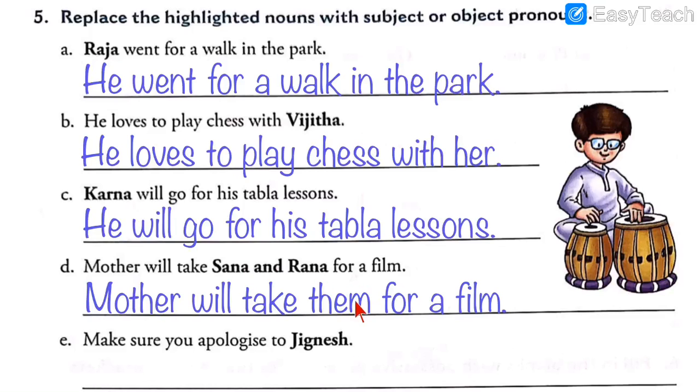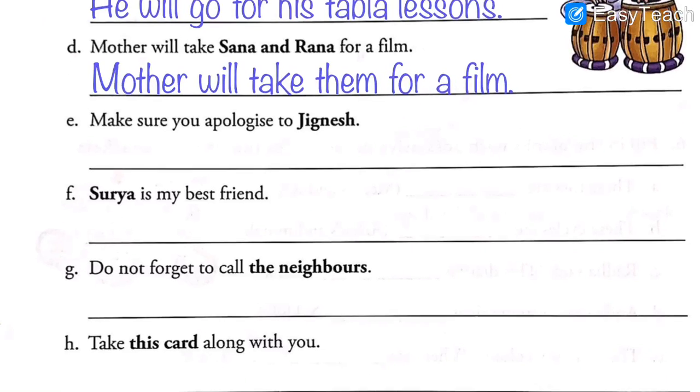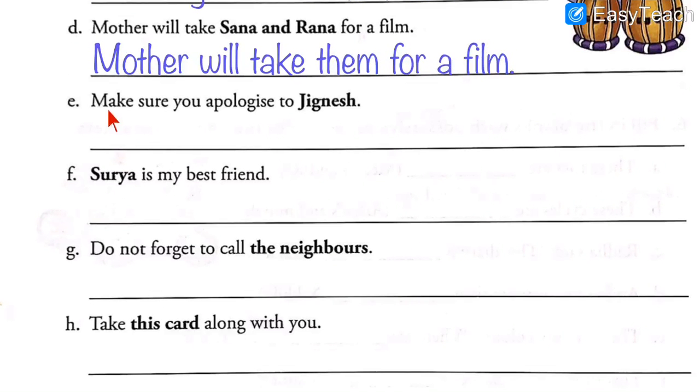Instead of Sana and Rana, I have written them. The rest of the sentence is as it is: mother will take, for a film. No change in any other word, just replacing these two nouns with the pronoun them, as it is plural, more than one, and because it is an object pronoun, we have written them. Next, number 5.